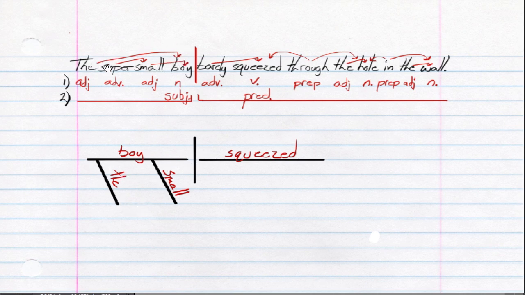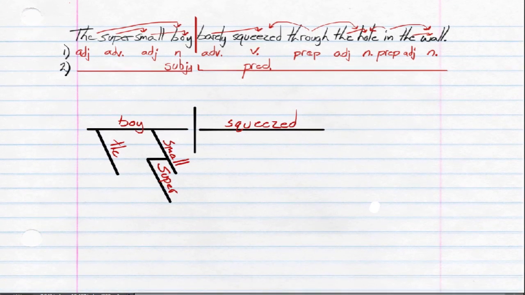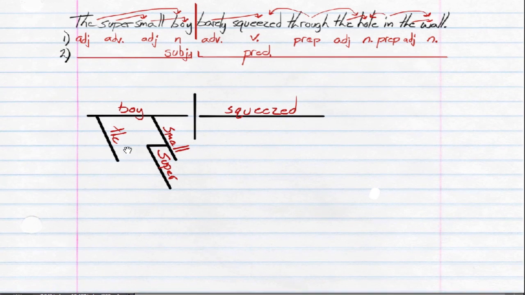You'll notice here that super is missing. That's because super is not modifying boy. I'm not saying super boy. I'm saying super small. So, how do we draw that? Super in this case is an adverb modifying the adjective, and it would be drawn like this. Move this down a little bit so we can see it a little more easily. So now I have the boy, small boy, super small boy, and I'm done with the subject.